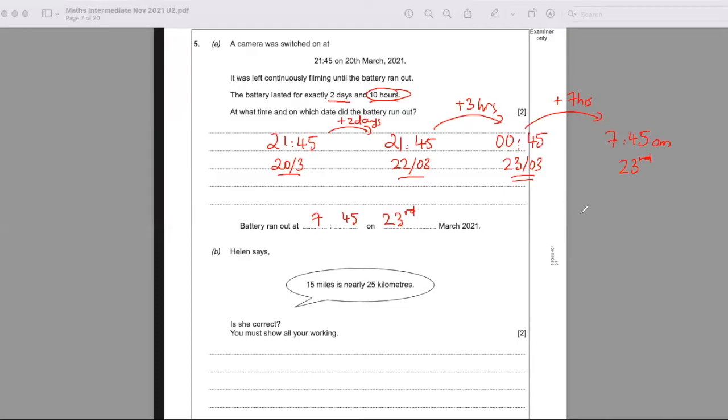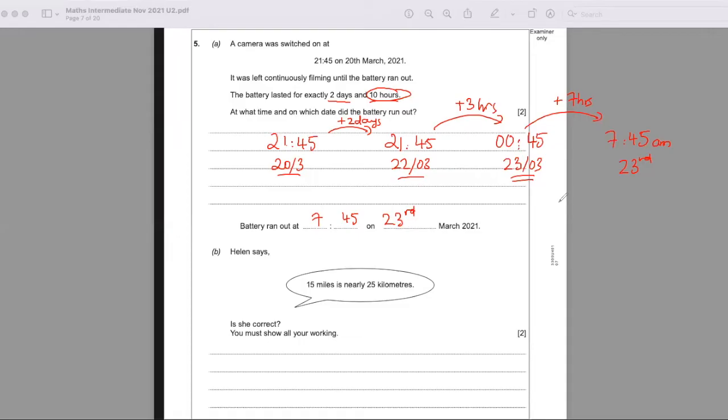Okay, so for a time question, just try to break things down. 2 days, nice and easy. 3 hours, 21, 22, 23, 24, which is 00:00. And then just whatever is left, 7 hours. Add 7 to 00:00, 7 hours.